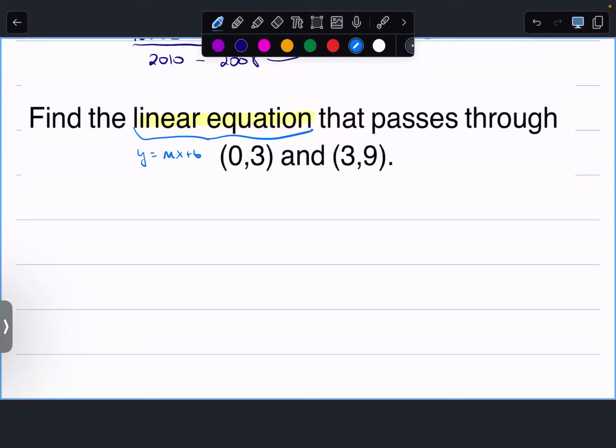Got the slope, you can just follow it to the y-axis.